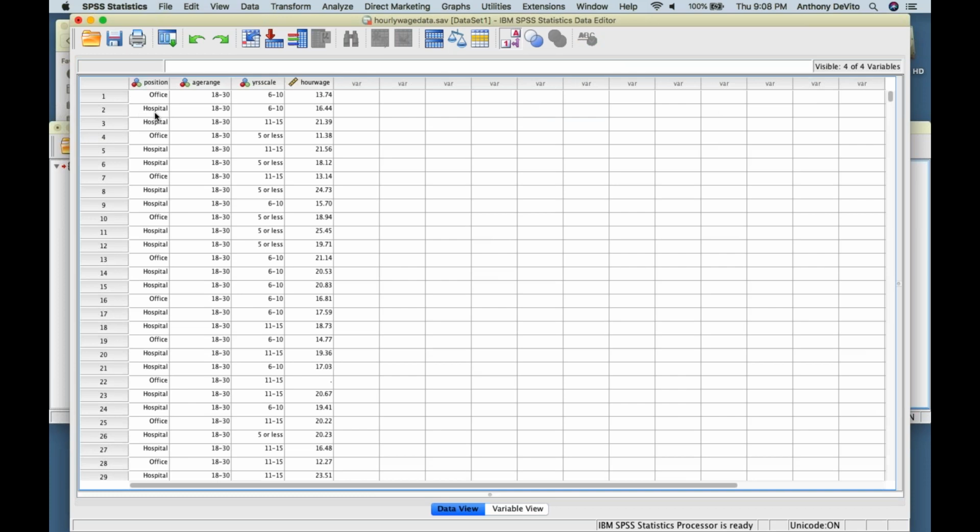Okay, so first thing I'm going to look at is whether or not office nurses and hospital nurses make the same amount of money, or one makes more than the other, the average salary for one is more than the other or the same as the other.